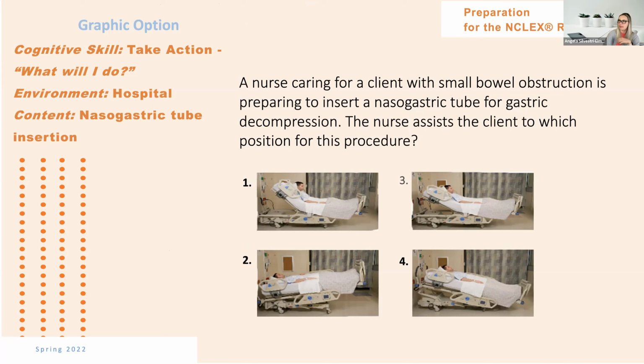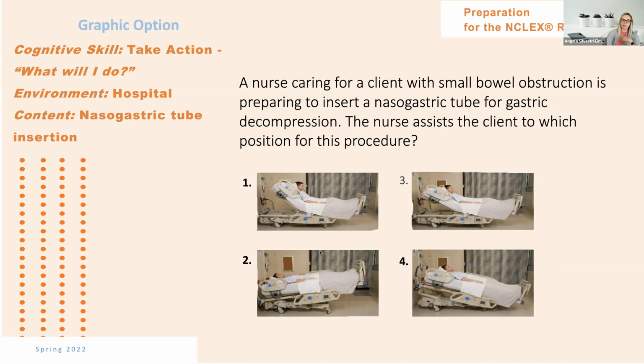Yes, nice job, you guys. Good work. So option number 1, this is a Fowler's position. This is the position that they need to be in to facilitate the insertion of a nasogastric tube. And you don't even need to know what gastric decompression is. You don't need to know what small bowel obstruction is, but this gives you an idea of what the graphic option items look like. Did great with that.